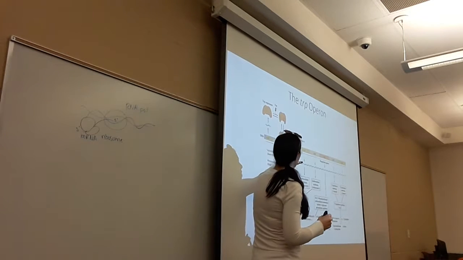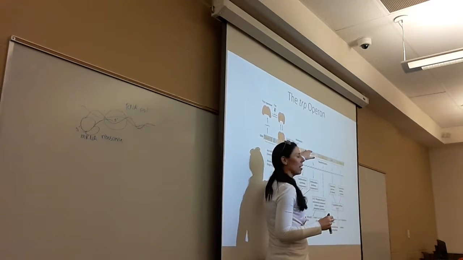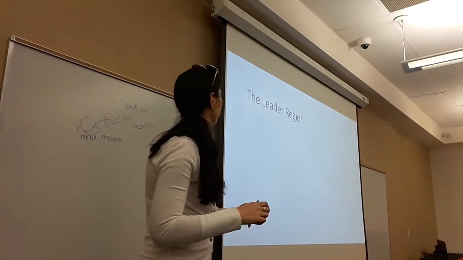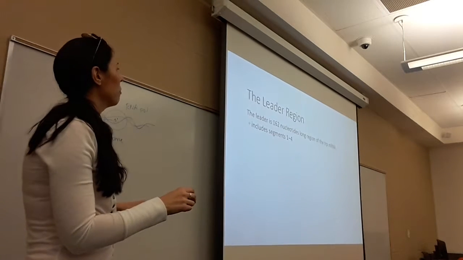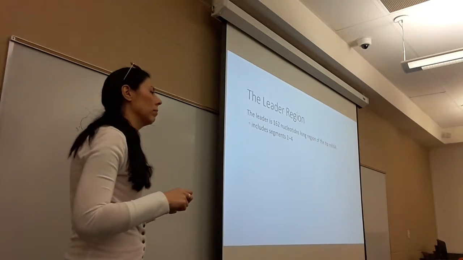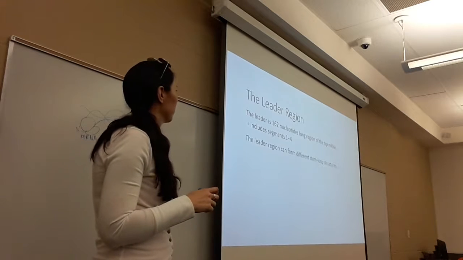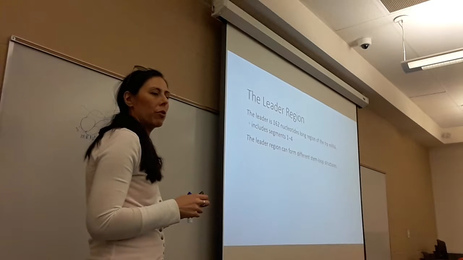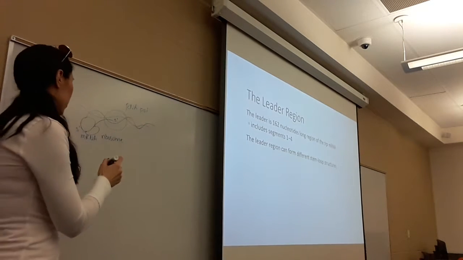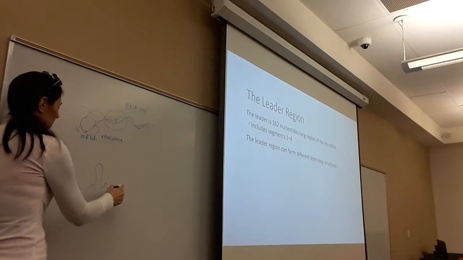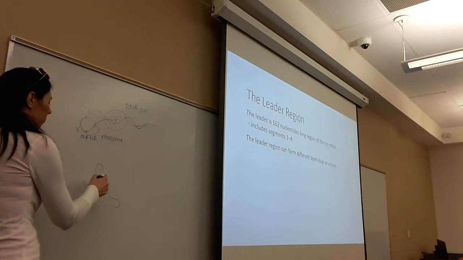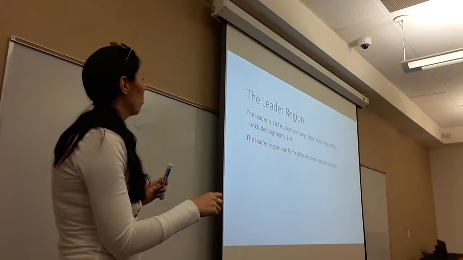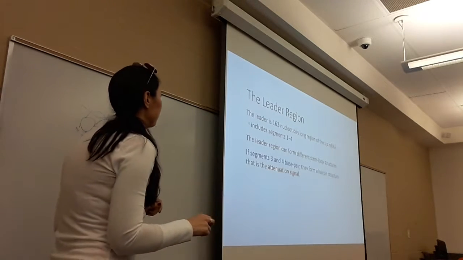So here's the messenger RNA made from this piece of DNA. The leader sequence is at the 5' end of that messenger RNA. It includes 4 segments that we've numbered 1 through 4. And those 4 segments can make different stem loop structures. So remember, RNA can make these wonderful stem loops, like our tRNA. Those 4 regions can form some different stem loop structures.